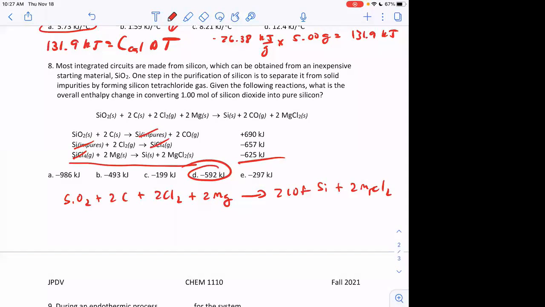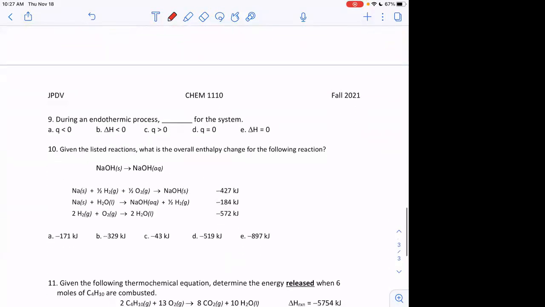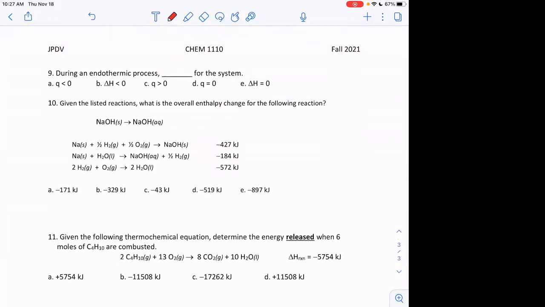All right. During an endothermic process, blank for the system. It's pretty straightforward, just definition. This is more of a quiz question. Which one is it? Right, C. Greater than 0. An endothermic process is absorbing energy. And you don't want to use enthalpy there because that's more specific. That would just be for constant pressure systems. This is just any endothermic process.